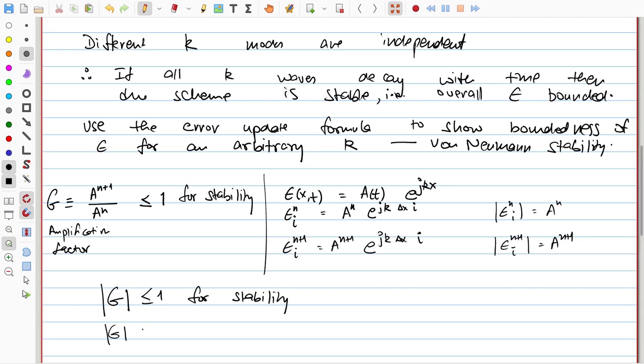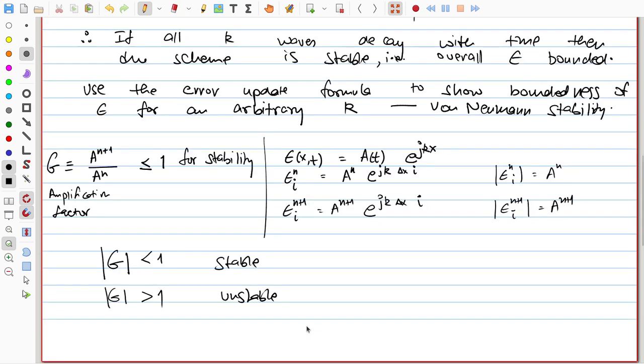If your g is actually greater than 1, and if g is equal to 1, then we call it a neutrally stable or just a neutral scheme. Errors are not growing. Any questions till this stage?